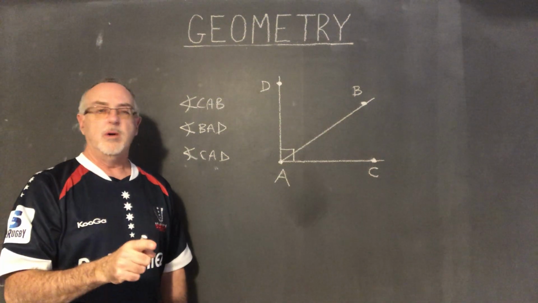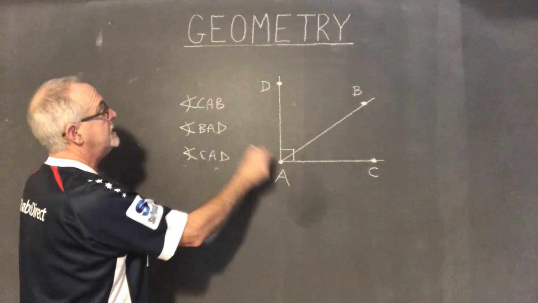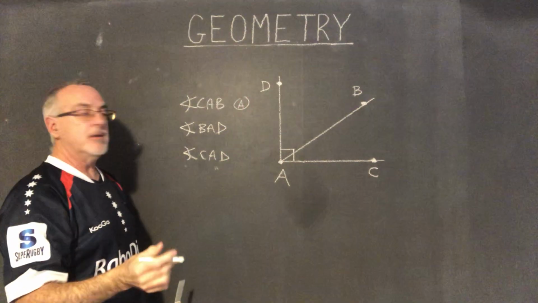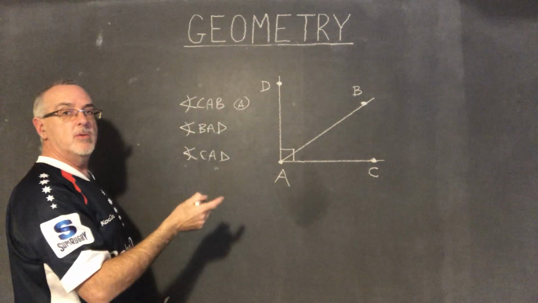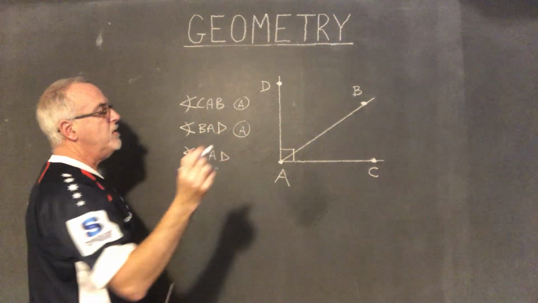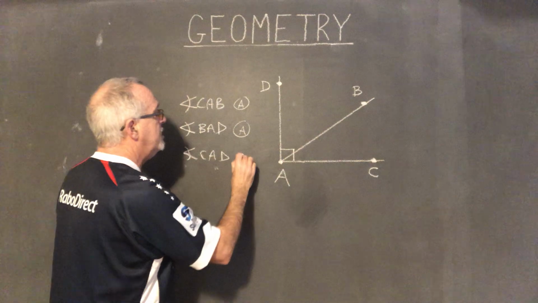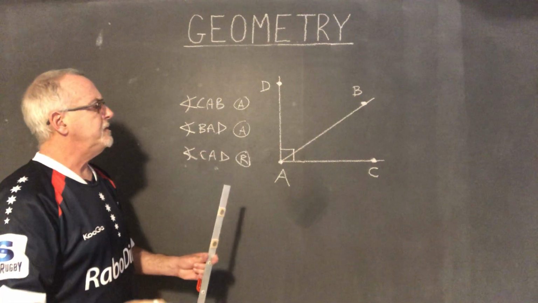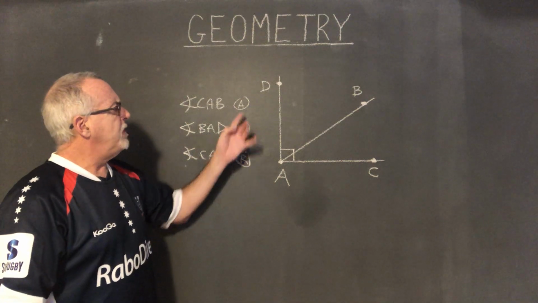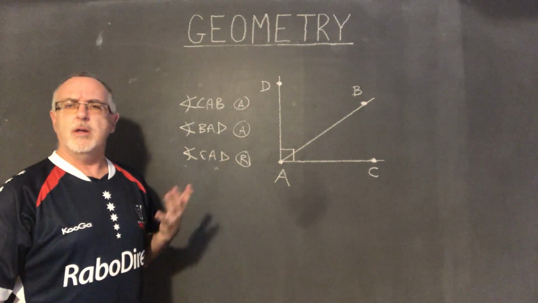We all know that angle CAB, I'll just put an A with a circle around it, is acute. And angle BAD is also acute. And we knew all along that angle CAD was right. I'll put an R with a circle around it. Okay, how do we know that both of these little angles I drew are acute?